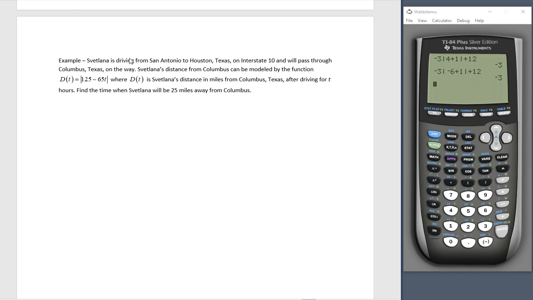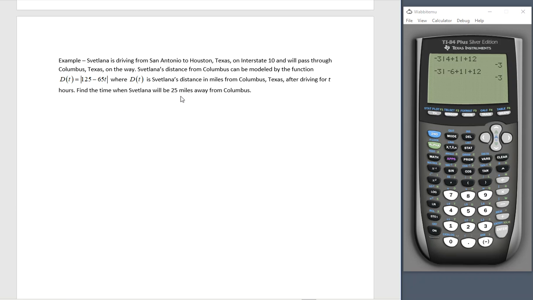Svetlana is driving from San Antonio to Houston, Texas on Interstate 10 and will pass through Columbus, Texas on the way. Svetlana's distance from Columbus can be modeled by the function d of t equals the absolute value of the quantity 125 minus 65t, where d of t is Svetlana's distance in miles from Columbus, Texas after driving for t hours. Find the time when Svetlana will be 25 miles away from Columbus.